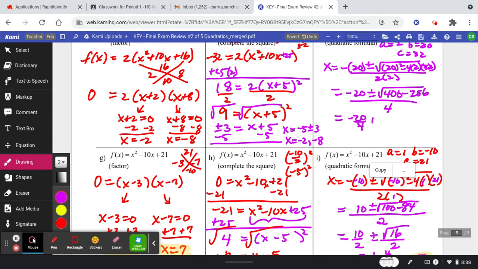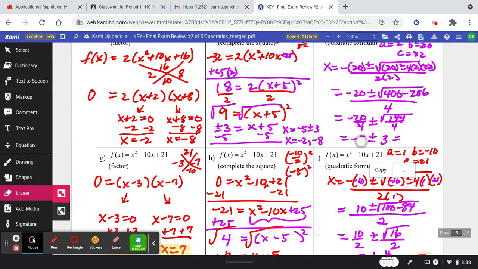Start to split it up. Negative 20 over 4 plus or minus 400 minus 256 is 144. And that's going to end up as negative 5 plus or minus. Do you see how it's going to be 12 over 4? 12 over 4 is just 3. Negative 5 plus 3 is negative 2. And negative 5 minus 3 is negative 8. There's our same two answers that we got on the other two. How'd you do? Now remember that middle row is not something that we're going to need to be able to do on this.